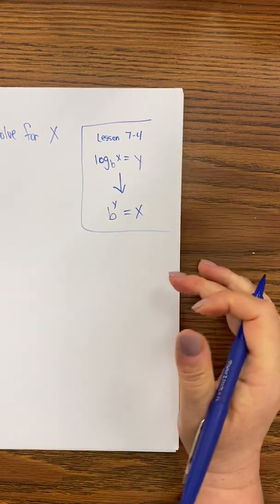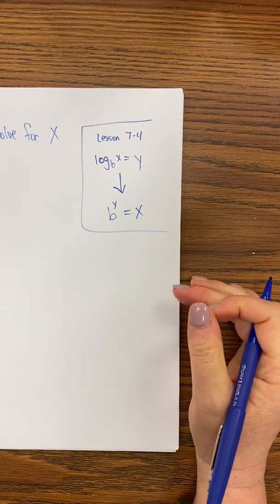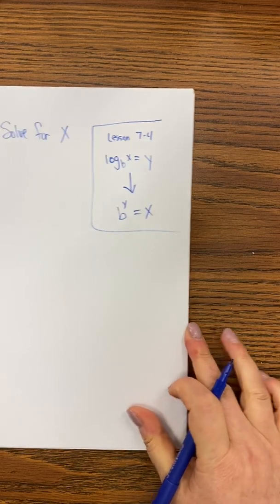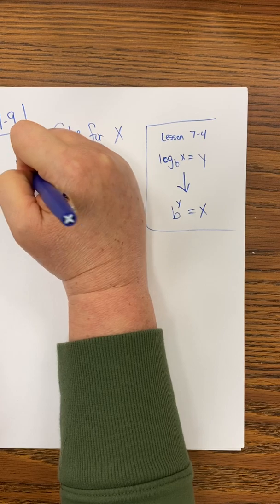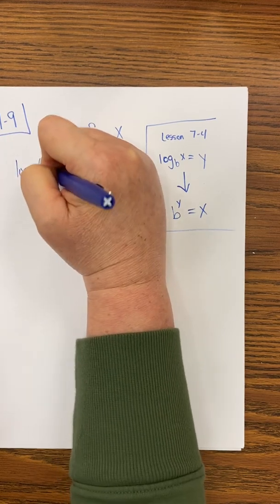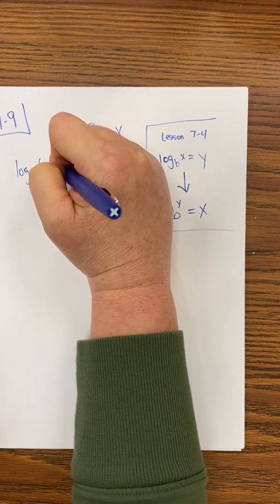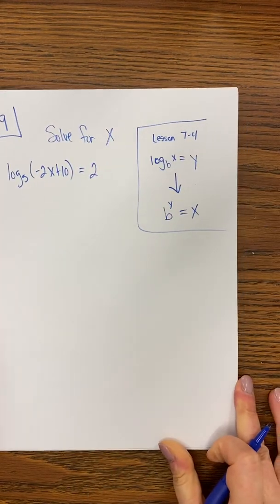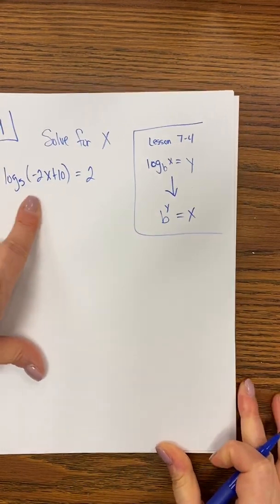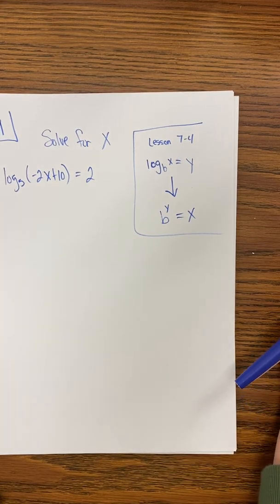These are gonna be the same as what we did in lesson 7-4. They're just gonna be a little bit bigger, a little bit more difficult. So let's go over here. Here's our first one. Log of base 5 of negative 2x plus 10 equals 2. And see, it's a little bit more going on than what we saw in the last lesson, but you're gonna do it the same way.